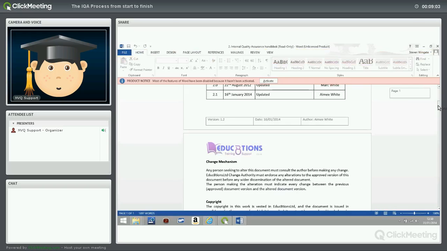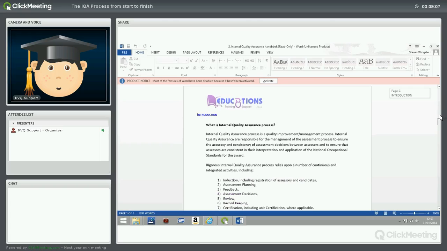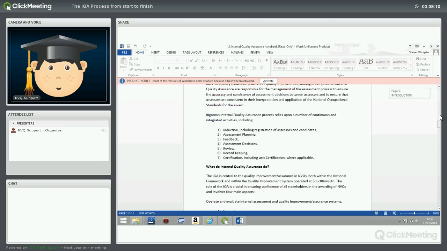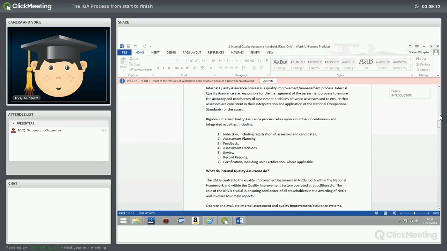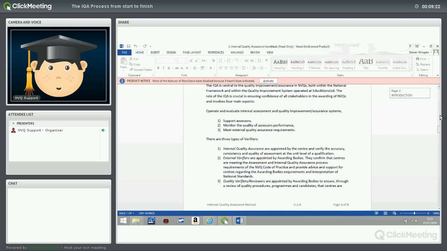So you can see there that they're responsible for monitoring the quality assurance process, ensuring that planning is taking place, feedback's taking place, assessment decisions are correct. They sort out the record keeping, and claim for certifications. We have three main functions, which is to support the assessor, monitor the quality assurance, and meet external requirements. And there's the roles and responsibilities that they have to do.